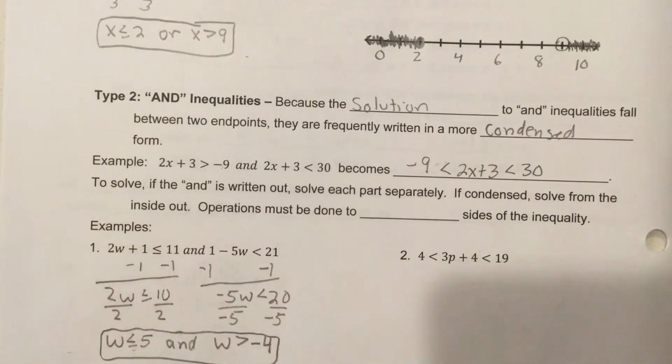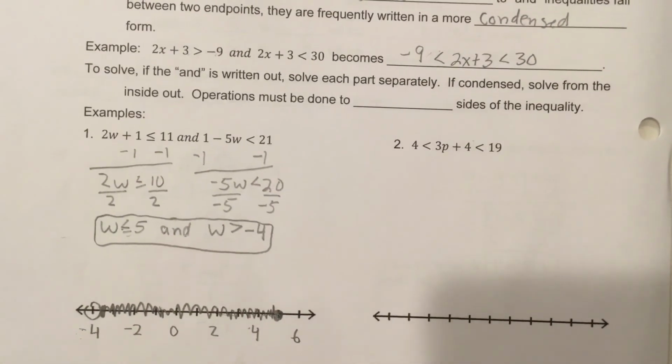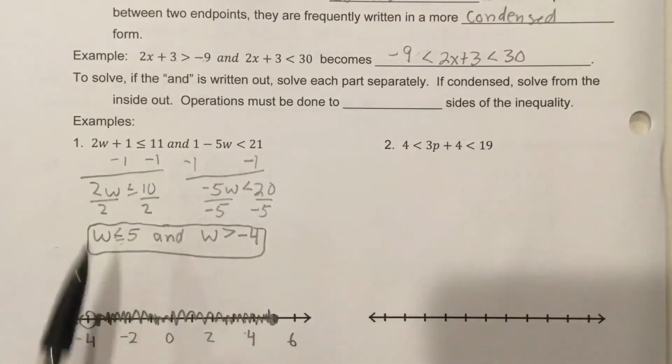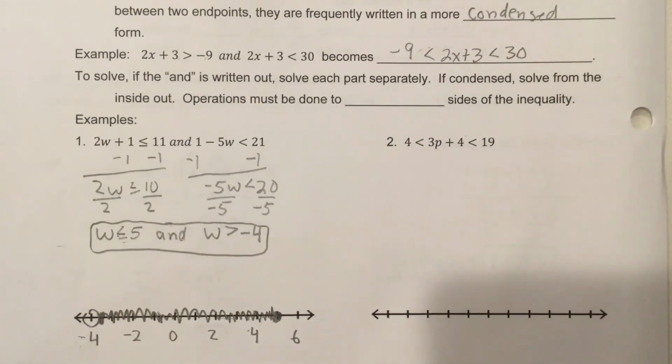We use the word "and" because any solution would satisfy both these inequalities at the same time. Sorry about that, there's your graph. Like 0, for example, is in the shaded region. 0 is less than or equal to 5, and at the same time, it is greater than -4. So "and" means it has to satisfy both at the same time, which anything in this shaded region in between these two does.